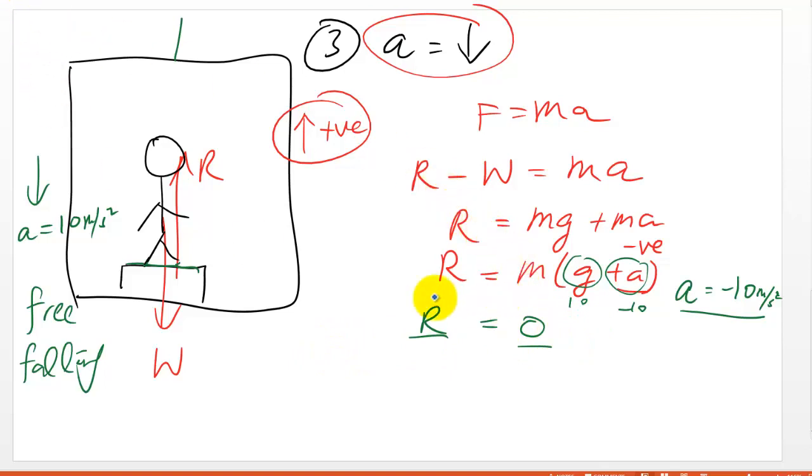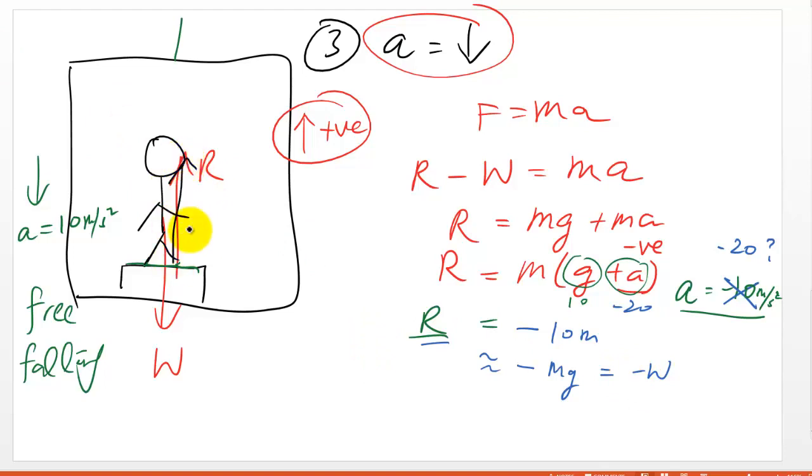But I would like to change the case further. The next thing I would like to think about is, what if this is not negative 10, but say negative 20? If you mathematically substitute, changing a to negative 20, you will find that what happens to the reaction force is quite strange, because it would be negative 10m, which is actually negative mg, or negative weight. So how can this be possible? Normally the reaction force must point upward, so it should be positive. But now you got a negative value, so it is actually not possible.